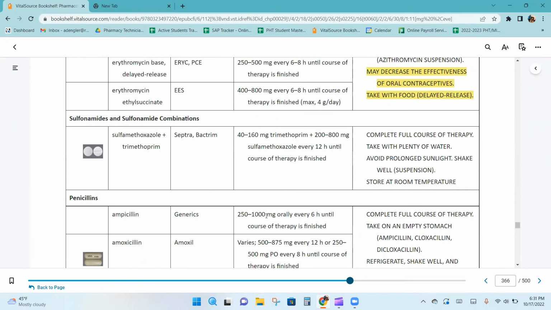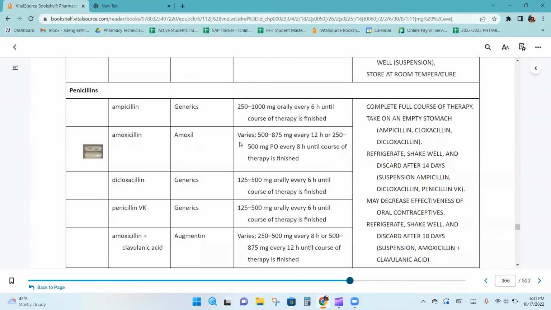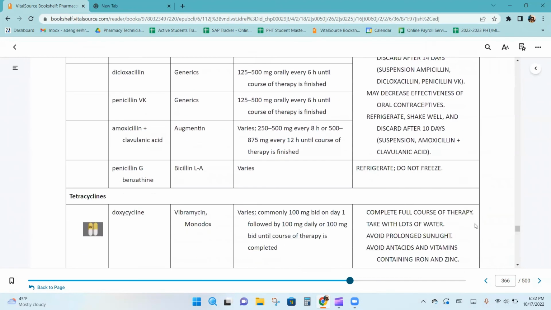For the sulfonamide and sulfonamide combinations like sulfamethoxazole and trimethoprim, those should be taken with plenty of water, avoid prolonged sunlight. The penicillins, complete full course of therapy. Ampicillin, cloxacillin, and dicloxacillin should all be taken on an empty stomach. These can decrease the effectiveness of oral contraceptives. Amoxicillin is one of the biggest ones. Refrigerate, shake well, and discard after 10 days. The amoxicillin and clavulanic acid suspension.